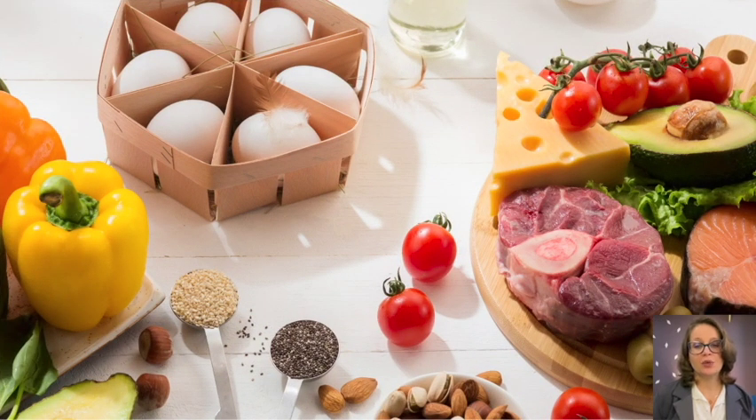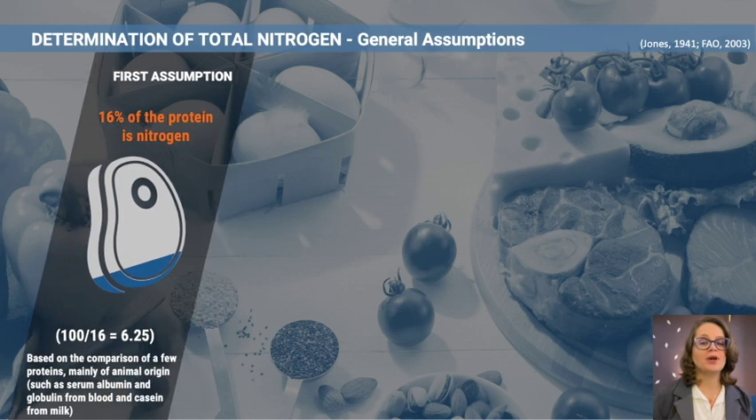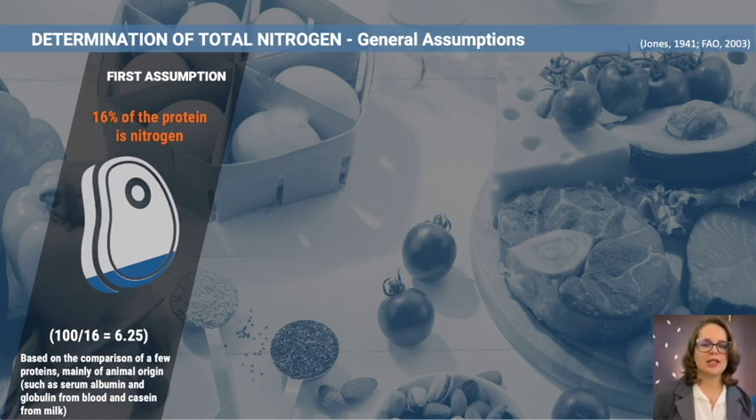So initially, when this method was created, the average nitrogen content of proteins was found to be about 16%, which led to the use of the conversion factor 6.25 to convert nitrogen content into protein content. This 6.25 came from the calculation of 100 divided by 16. This first assumption was based on the comparison of a few proteins, mainly from animal origin.